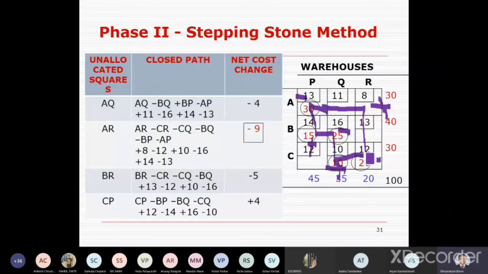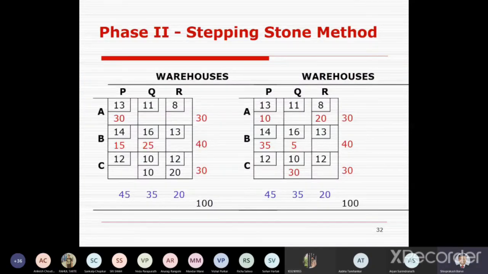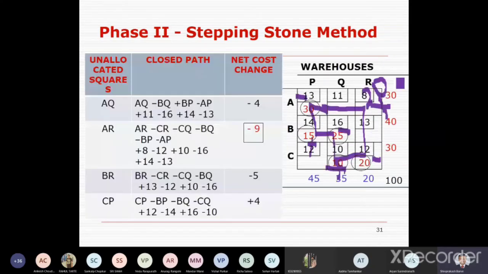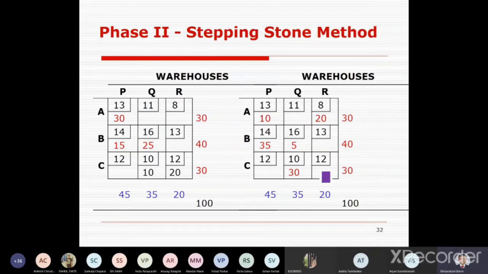So we have to shift this 20 from this CR to AR, and here we have to shift this 20 allocation. But we have to make the balance like this. Once I have shifted these allocations, wherever there is a plus mark, add 20, and wherever there is a minus, subtract 20. Again, we want to match this figure, that is, this 45 remains 45 after allocations also.